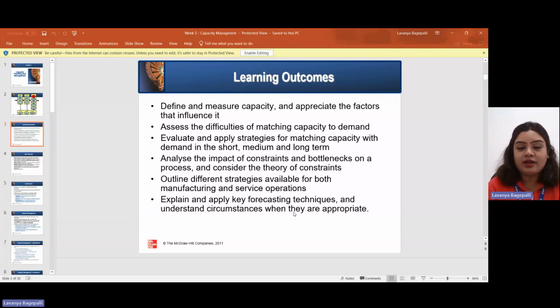So there are different types of forecasting techniques like scenario planning and the Delphi technique. You're going to study all these and understand in which circumstances they will be appropriate.